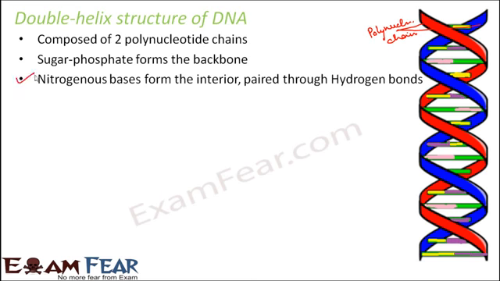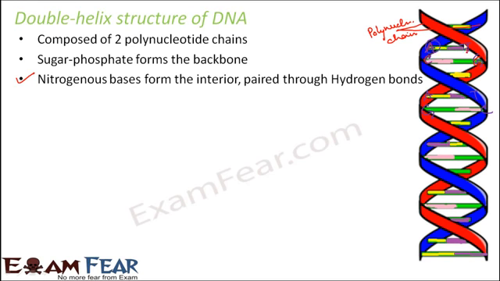Nitrogenous bases form the interior, paired with hydrogen bonds. If you see, these are the nitrogenous bases. Let us suppose this is A, again say this is C, let us say this is G, this is T. And this is A, again this is G, and here again you have T, here you have C. So that is how you have the nitrogenous bases. They form the interior side. Basically they form the stairs of your staircase, and they are joined together by hydrogen bonds.